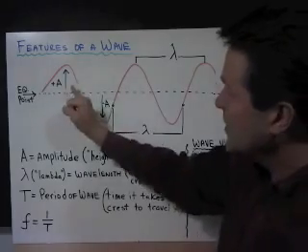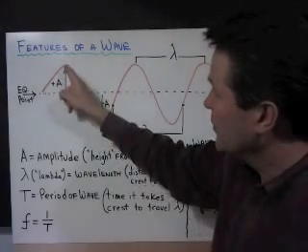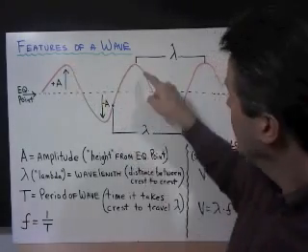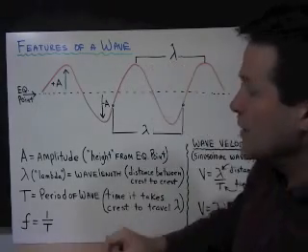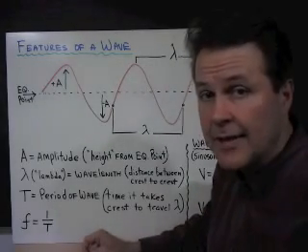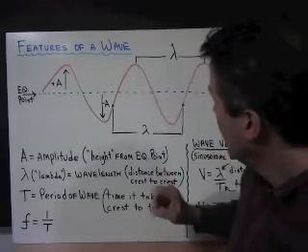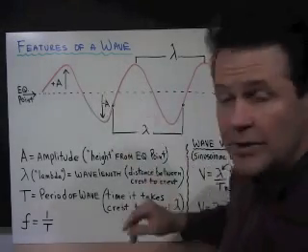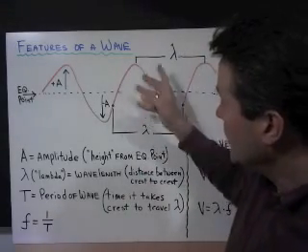Now the way we measure the size of the wave is typically we would say that we measure it from peak to peak or crest to crest, and we denote the size of the wave with the Greek letter lambda, and that means wavelength, the length of the wave. Now lambda can be measured really at any point along the wave. It's just important that we have a complete wave.